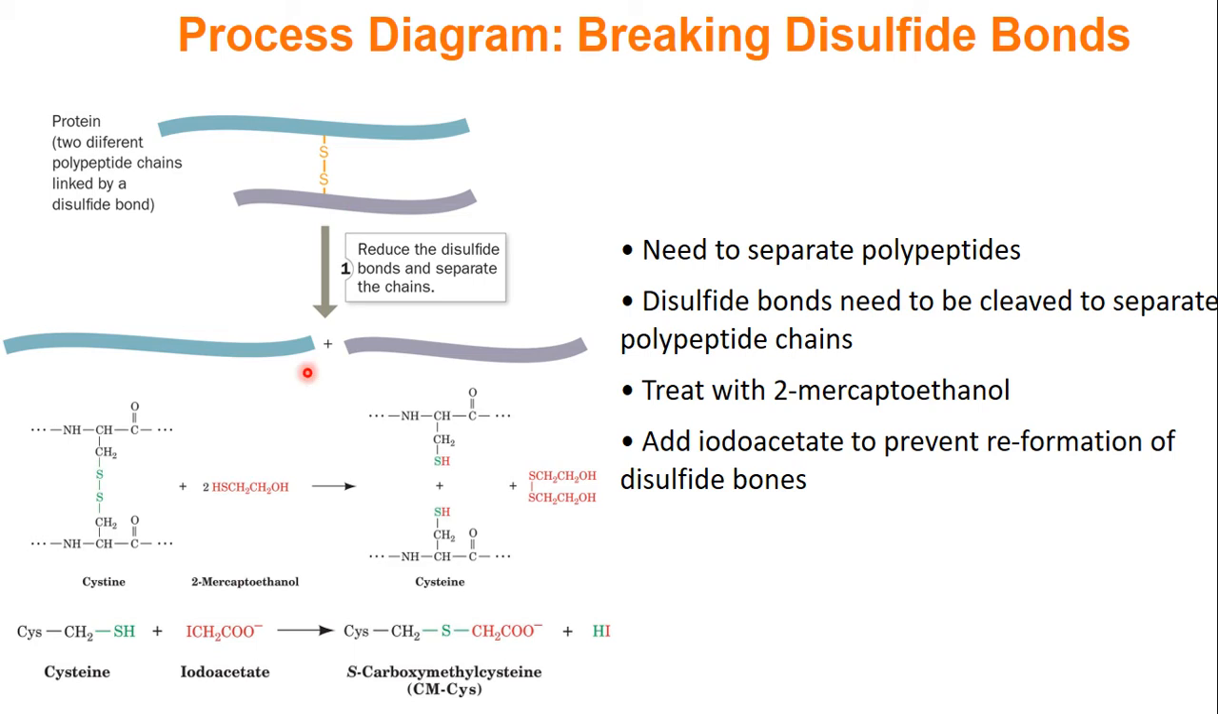And the common reagent to use for that is 2-mercaptoethanol. 2-mercaptoethanol will reduce this disulfide bond, these sulfurs, and then you will have free sulfhydryls. And then you can add another reagent, iodoacetate. This iodoacetate will bind to the actual cysteine molecule to make carboxymethylcysteine. And this carboxymethylcysteine can't reform a disulfide bond. So this helps to prevent reforming of any disulfide bonds.